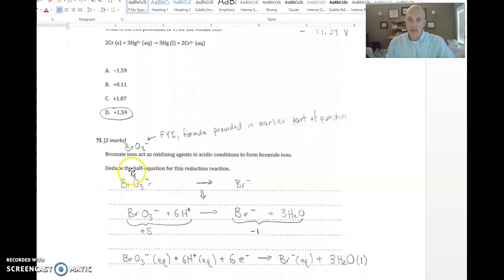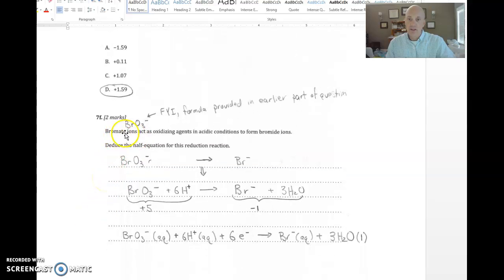All right. In the next problem, we are given, one second. Okay, it asks for you to formulate a half equation for the reduction of bromate ions, and this is bromate. And by the way, I didn't put all the parts to this question in what I provided you, but this formula right here was provided in an earlier question.